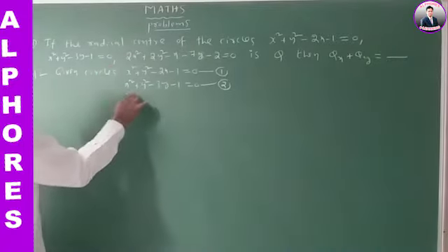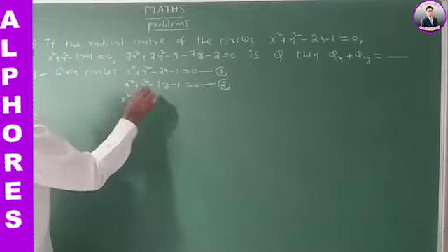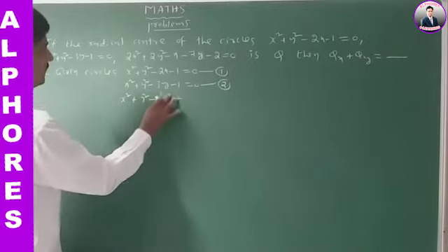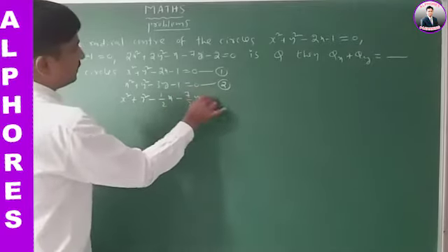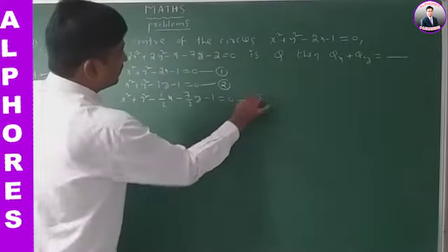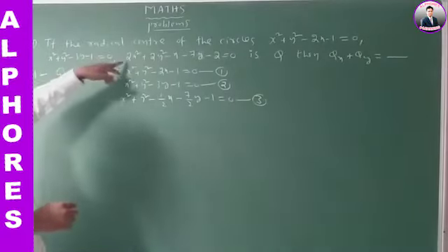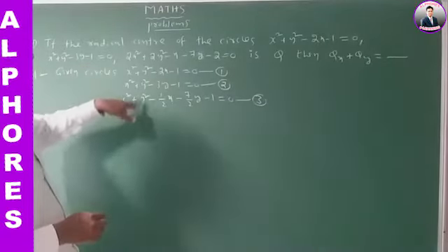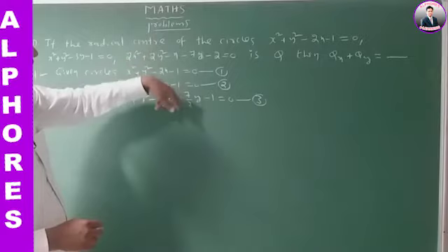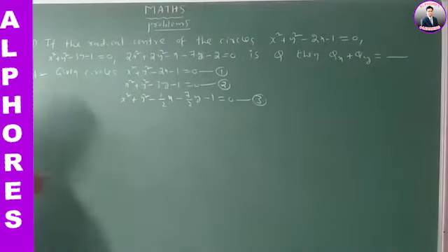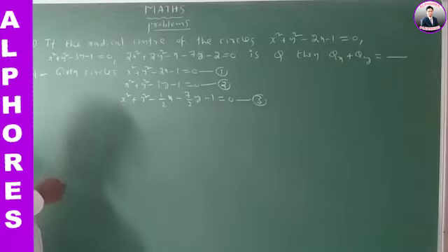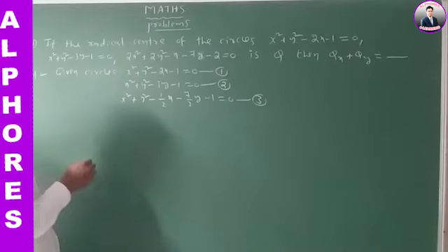Next, dividing with 2: x square plus y square minus 1 by 2 into x minus 7 by 2 into y minus 1 equal to 0. Equation number 3. Now radical center. Radical center means the point of intersection of the radical axes. We have to find any two radical axes of these three circles.